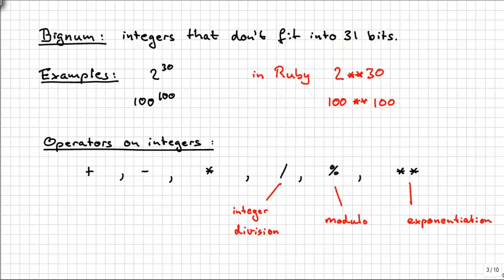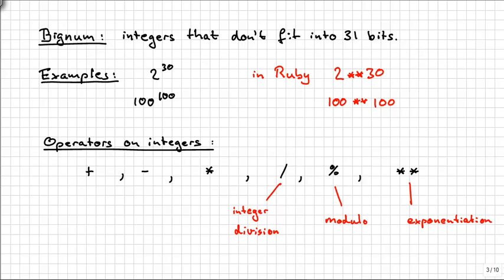The second numeric type we look at is Bignum, and these are the integers that don't fit into 31 bits. And examples of these are 2 to the power of 30 and 100 to the power of 100. In Ruby we would write 2 to the power of 30 using 2, 2 asterisks, and then 30, and similarly 100 to the power of 100 is 100, 2 asterisks, and 100.